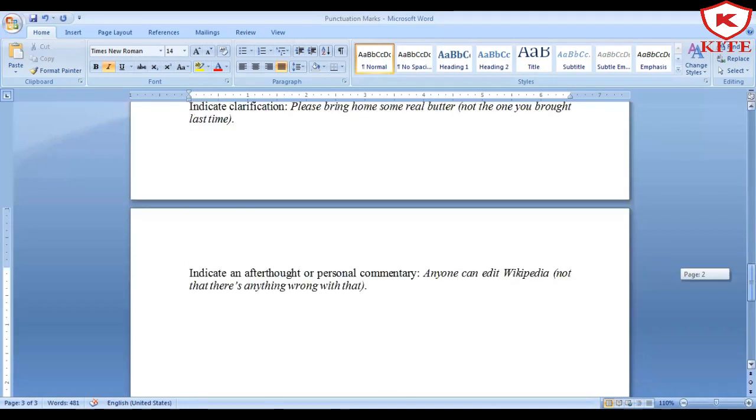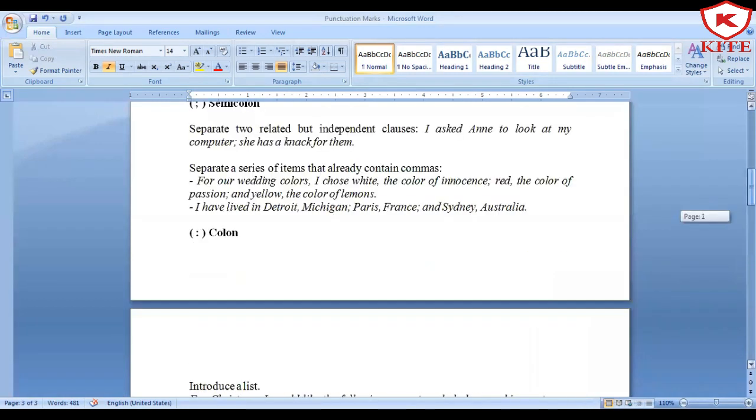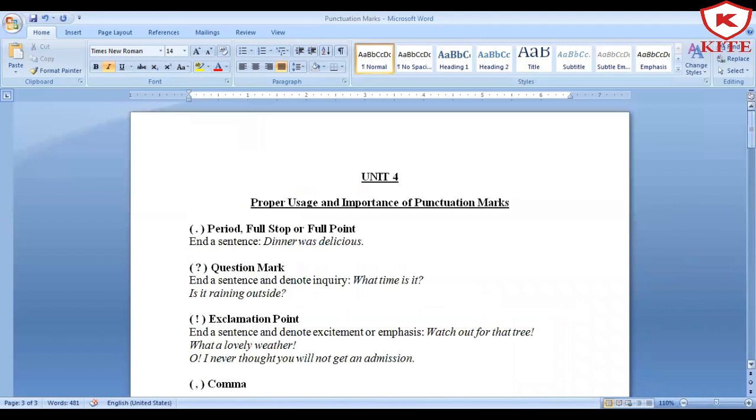I hope now you have understood how these punctuation marks are used. And these are some of the basic punctuation marks that I have told you. Remember, punctuation marks are not used in speaking. You never say, dinner was delicious, period. You never say, what time is it, question mark. So this is not what we do. We use them only during writing.